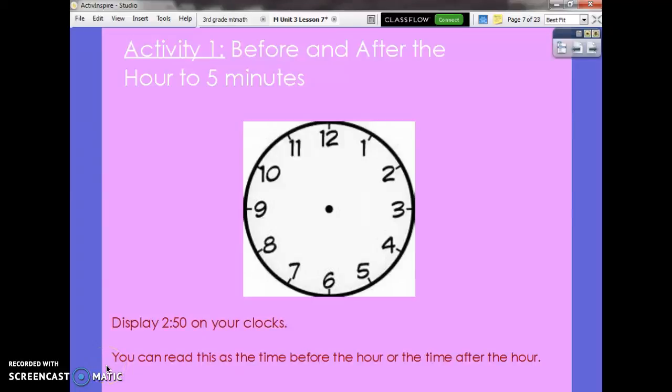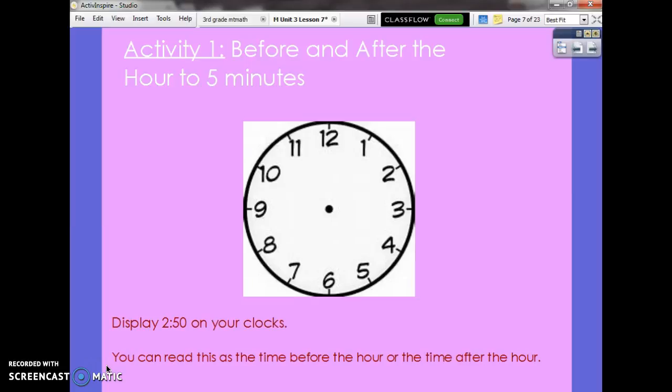Howdy, this is your lesson. We are on pages 191, 192. This is not the page in your book, I don't think. So we're just going to review some of this right now. First, before and after the hour to 5 minutes.